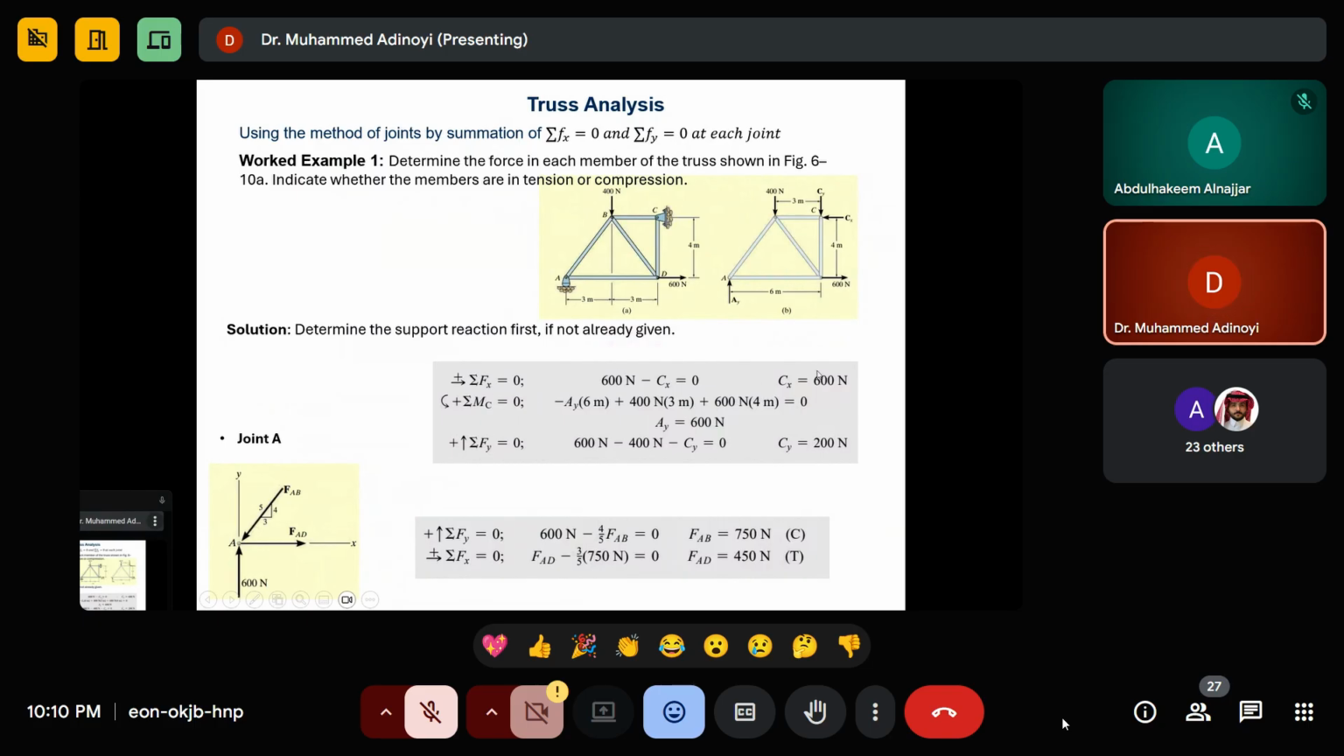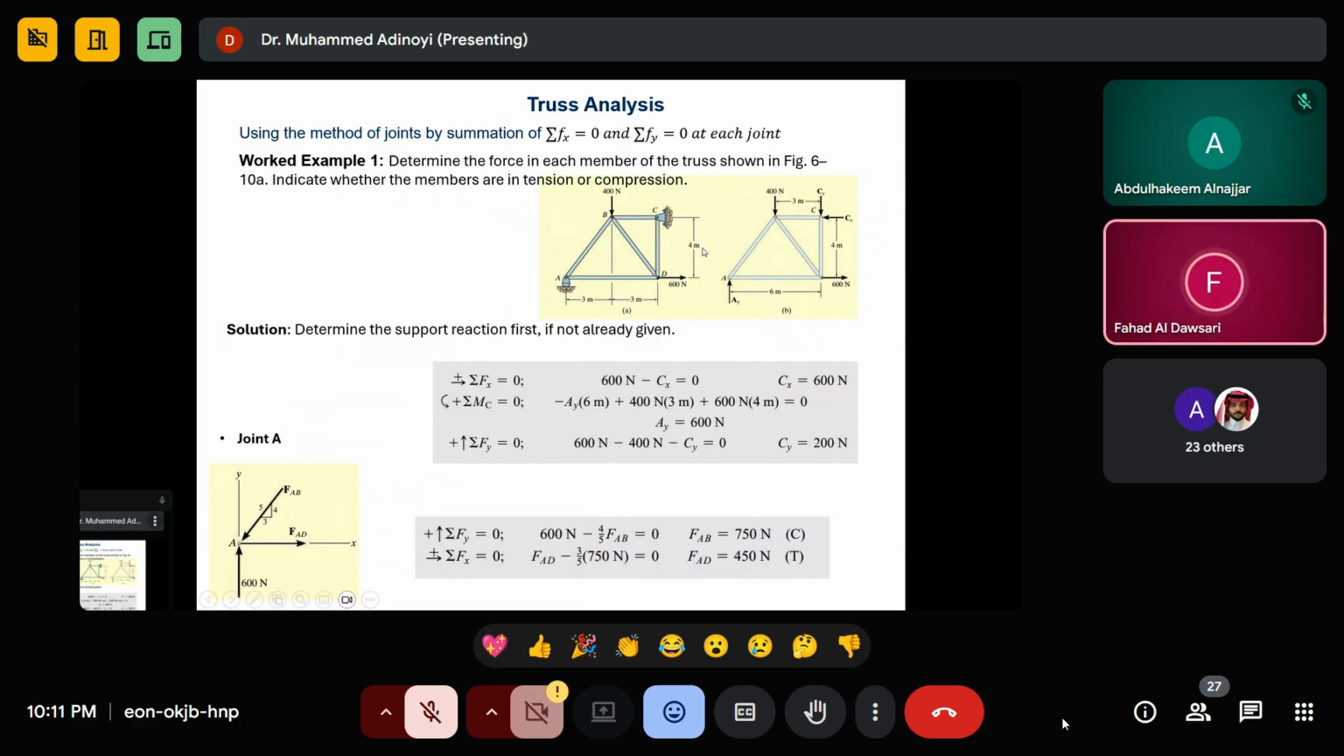So when I apply the equation of equilibrium, I'm going to have AY to be 600 Newton and then CY to be 200 Newton. And CX is clear. CX is 600 Newton, because this is the only force in X, and this is another force in X. So I'll start with joint A.